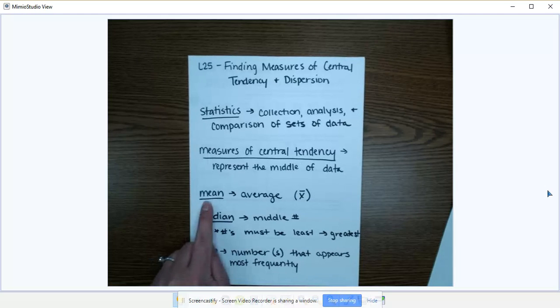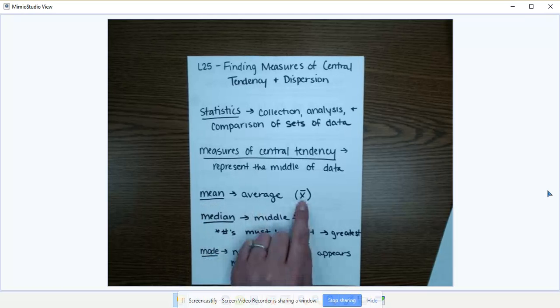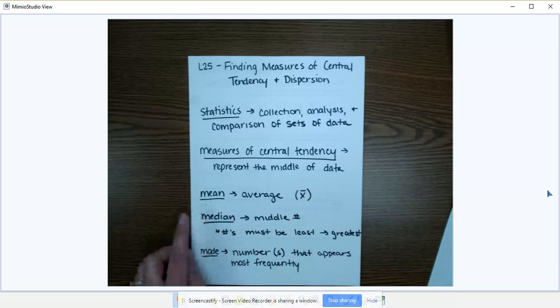So we have the mean, which is just the average. In this section, we're going to pronounce this X bar. That's just a notation for mean. So anytime you see that X with a little line above it, know that you're finding the mean.